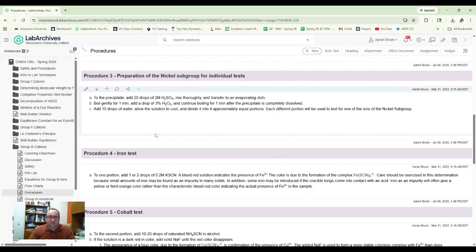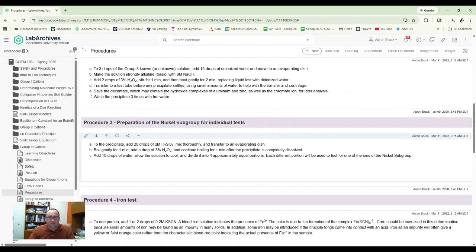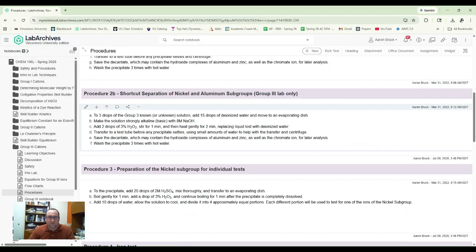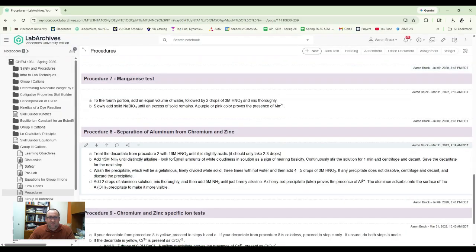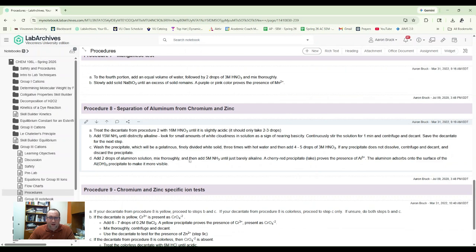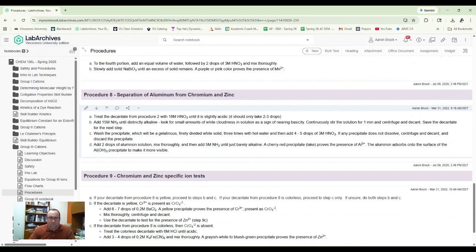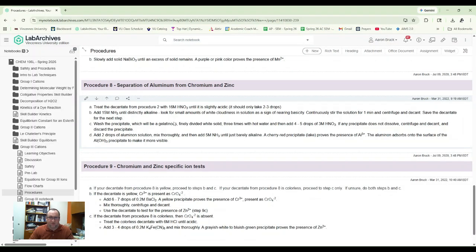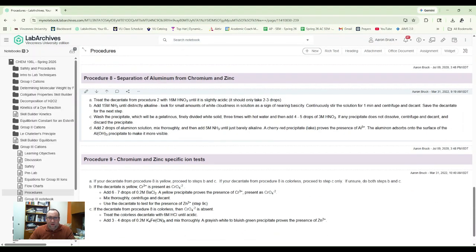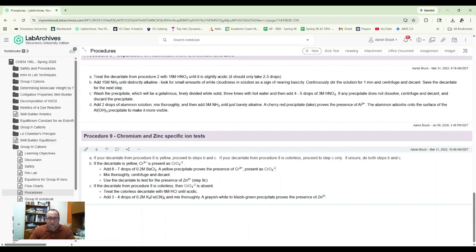For procedure 8, you are taking the decantate from step 2B and treating it with nitric acid to acidify it, and following the steps to separate the aluminum from the chromium and zinc. And then if you follow the rest of procedure 8, you'll actually characterize the aluminum and determine its presence. And for chromium and zinc, you'll be looking at procedure 9 here, where you can specifically test for those individually based on your individual results.